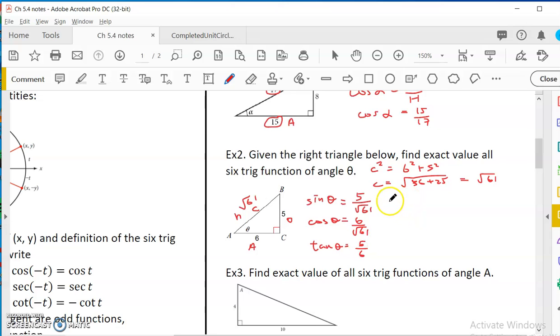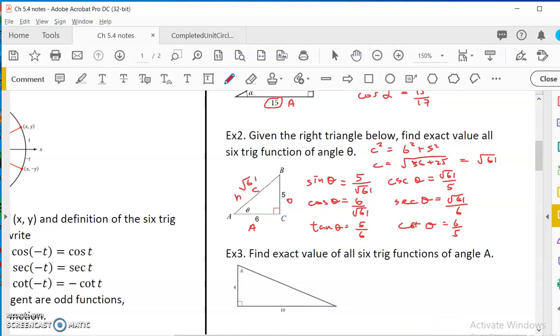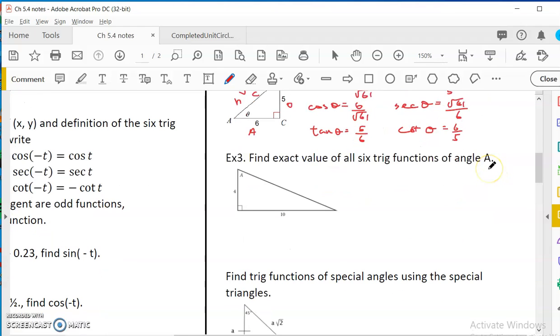And then the other 3 would be the reciprocal. Reciprocal of sine is cosecant theta, which is equal to square root of 61 over 5. Secant theta is square root of 61 over 6. And then cotangent theta is equal to 6 over 5. Just reciprocal it. So this is the exact value. When they say exact value, you don't round the square root of 61.